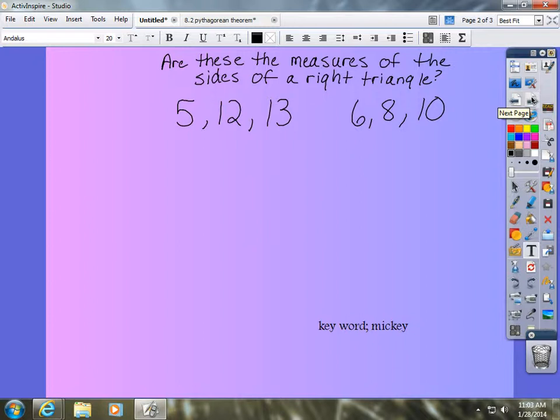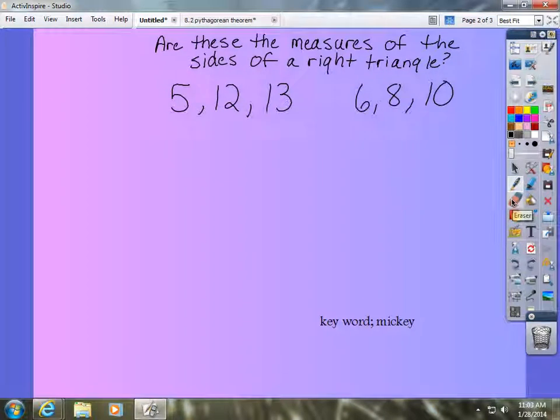And the reason for this is that we can tell if a triangle is a right triangle by the measurements of its sides. Okay, and so we're going to start off, are these the measures of the sides of a right triangle? We're going to start off with this one here, 5, 12, and 13. And the way we're going to do that is we're going to plug it in to the a squared plus b squared equals c squared equation.